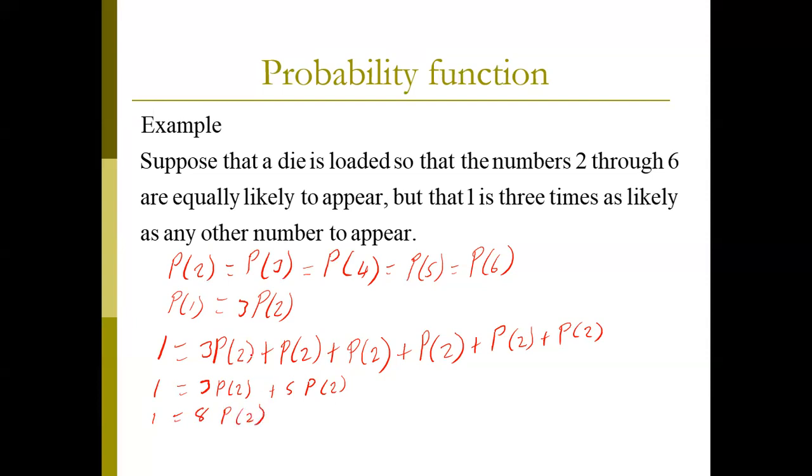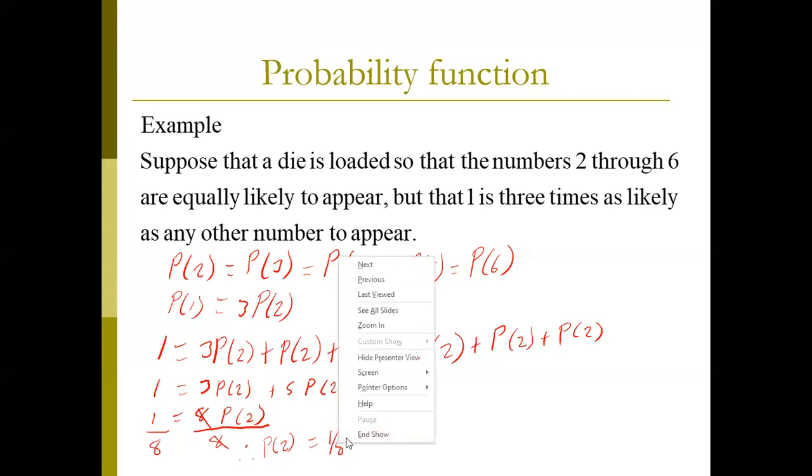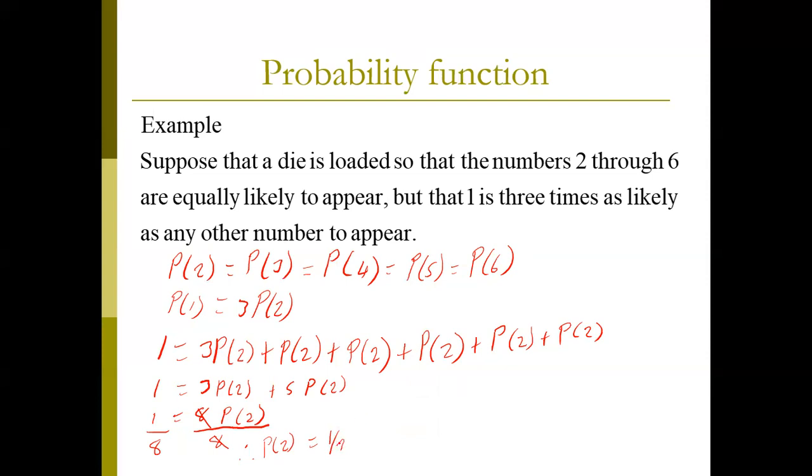So from this, we can work out what the probability of 2 is. Since we're trying to find the probability of 2, we can just divide both sides by 8. Therefore, the probability of 2 is equal to 1 over 8. So the probability of 2 is 1 over 8.